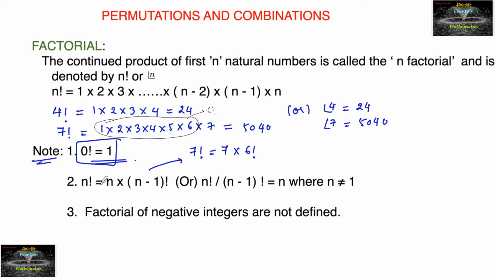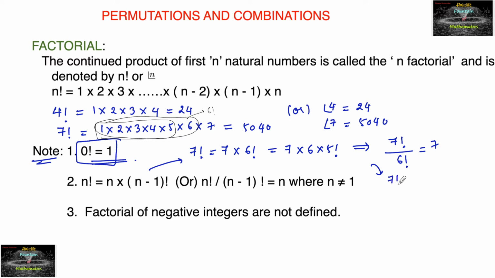Similarly, if n factorial is given, that can be taken as n into n minus 1 factorial, or we can use it depending upon what the problem requires. So we can also write 7 into 6 into 5 factorial, taking only up to 5 natural numbers' product. Depending upon what is necessary in the problem, we can go ahead and solve it. And n factorial upon n minus 1 factorial, so 7 factorial upon 6 factorial is equal to 7.